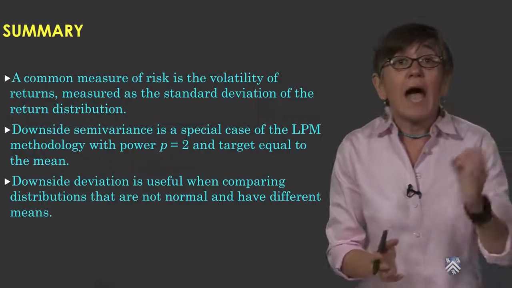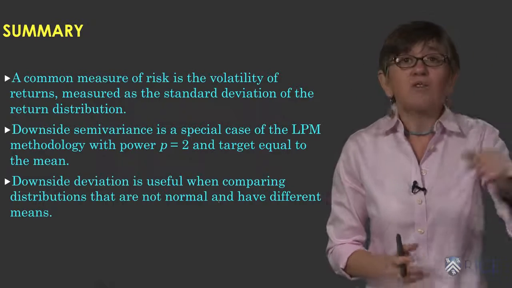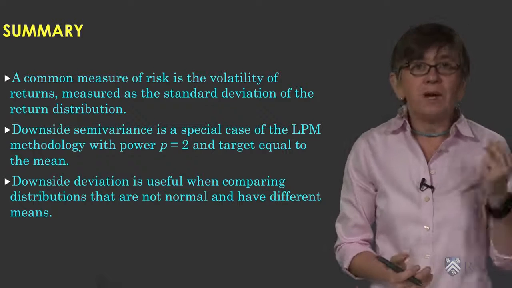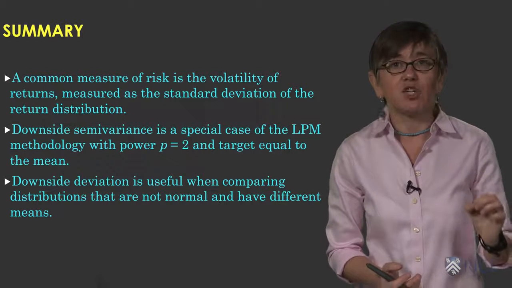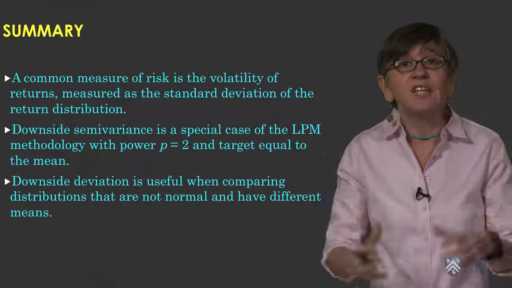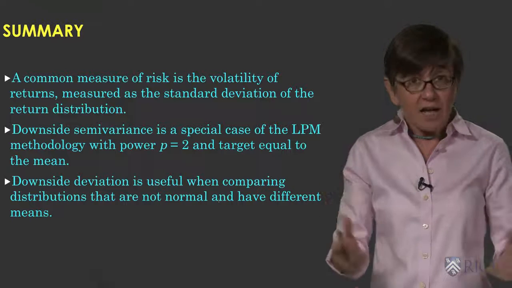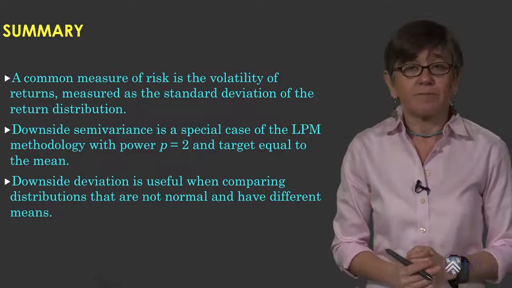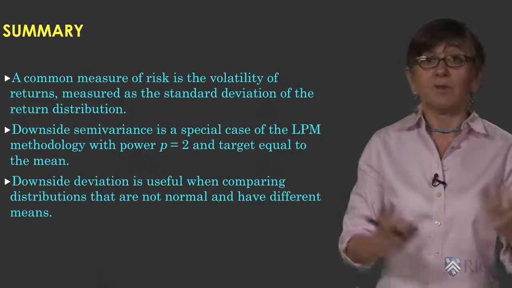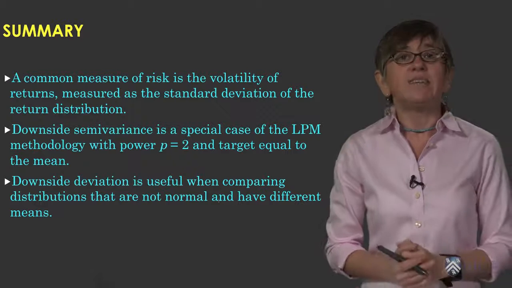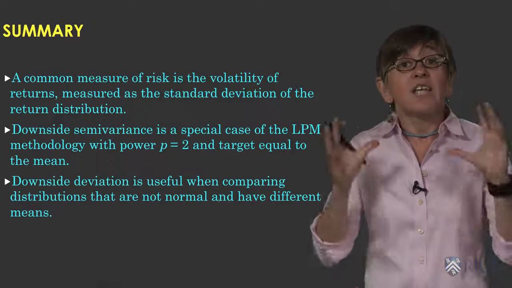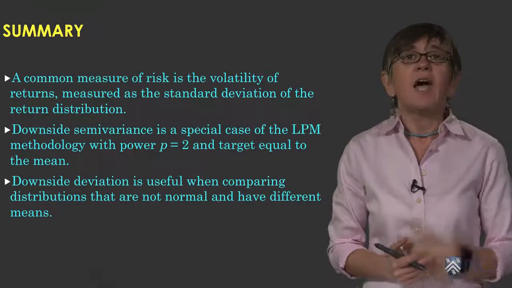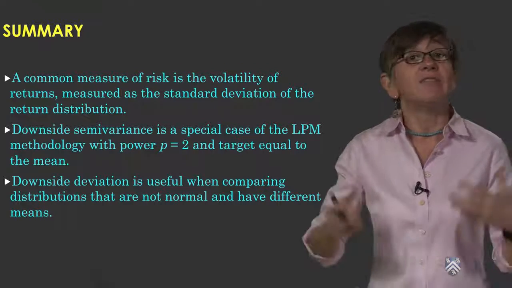All right, so in this lecture, we reviewed volatility of returns as a measure of risk. You also learned how to measure downside risk using lower partial moment measures. In particular, the downside risk measure of semi-variance is a special case of the LPM methodology with p power equal to 2 and the target equal to the mean. Downside deviation statistics are especially useful in dealing with distributions that are not symmetric and in comparing distributions that have different means.